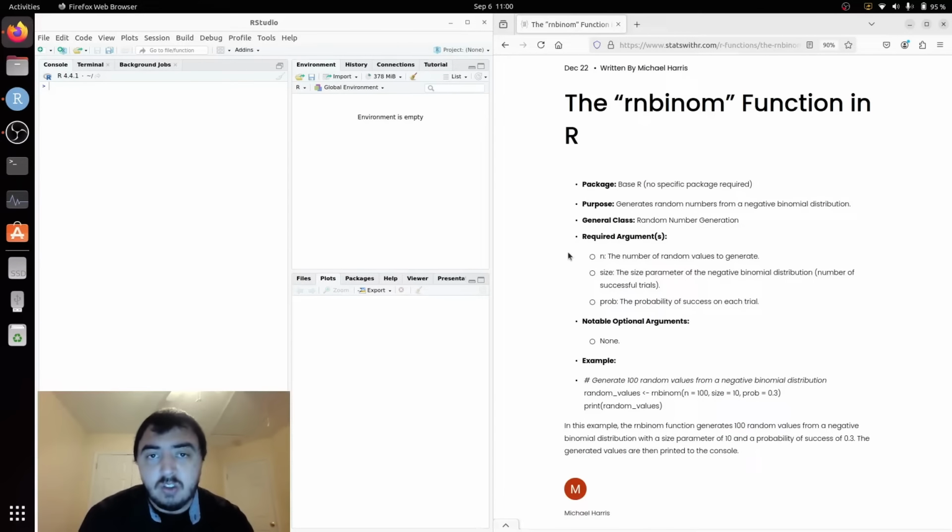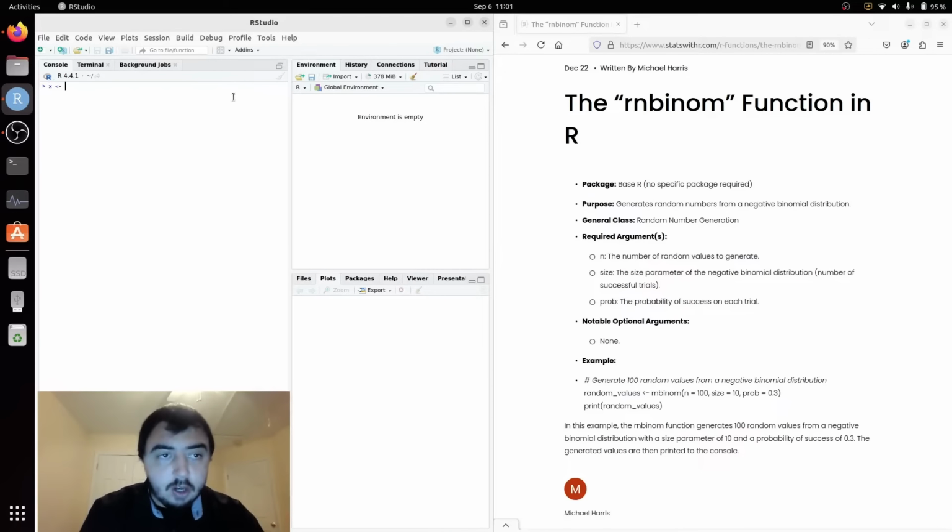N is the number of samples we're taking from the negative binomial distribution. Size is the number of successful trials that we're waiting for. So we do trials until we get that number of successful trials. And probability is the probability of success on each trial. Of course, that's actually prob, not probability. Okay, so I'm going to go ahead and start programming.